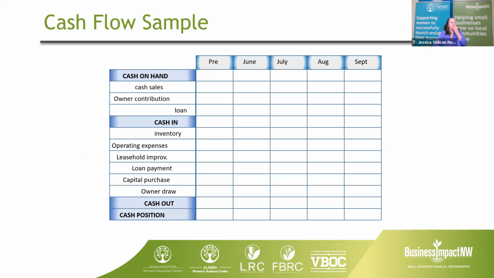So we'll walk through this quick cash flow sample. Basically you start with your starting point. You just pick any point in time. In this case, it's before June. You have your cash on hand, your cash sales, how much the owners put in, and any loans you have. Then you have your cash in total. Then you have your inventory, your operating expense, your leasehold improvements, your loan payments, capital purchases, and your owner's draw, and that's your cash out.